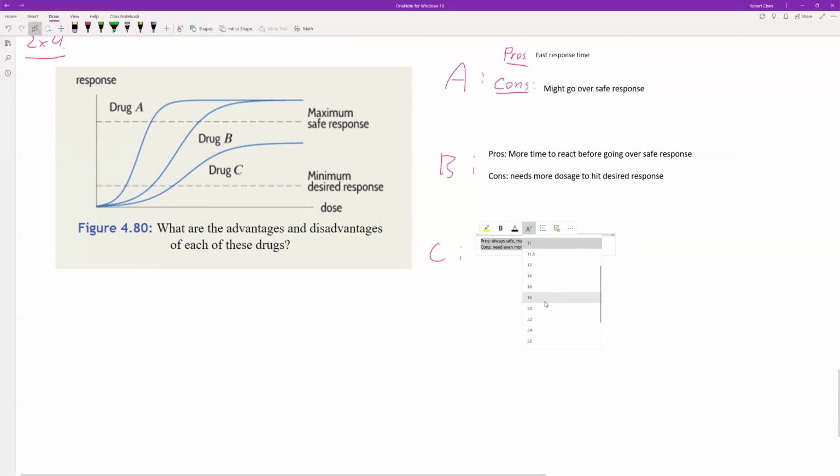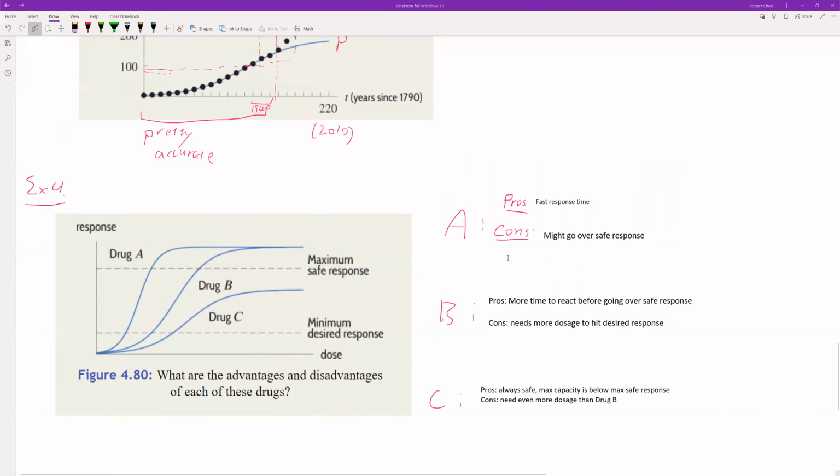Okay, so the logistic model can also be used in this way to test the effectiveness of drugs. In this case, we'll probably say that drug C may be the preferred drug despite the lower maximum effect, because it's safer. Even though you need a little more dose, it's safe, and that's what we would probably prefer. We don't want to take the chance of going over the maximum safe response and then having something happen to the people who are taking these drugs.